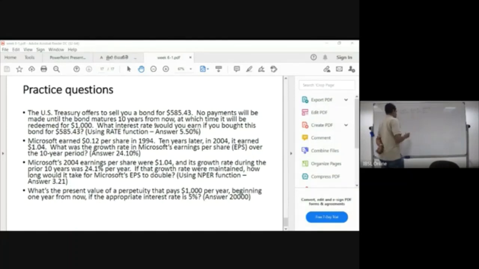Again, the same thing. Present value is future value over 1 plus r to the power n. 1 plus r to the power n is the future value over present value. 1 plus r is the future value over present value to the power 1 over n. Therefore, r is future value over present value, the nth root, minus 1. Future value 1.04, present value 0.12, n is 10, minus 1.